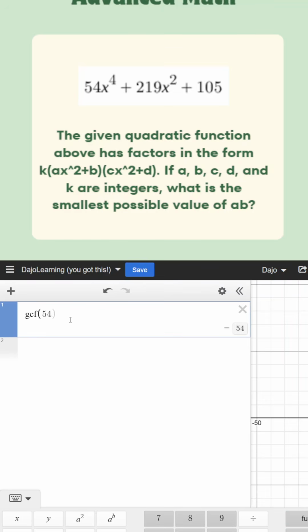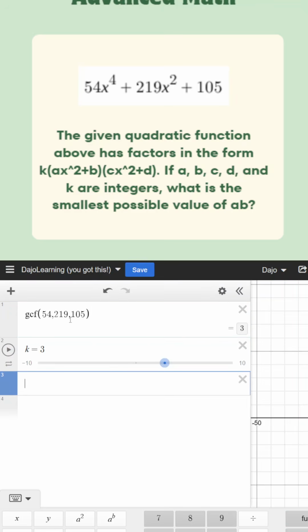Well, k is actually your greatest common factor. And something Desmos can do for you is just find your greatest common factor. So our k value is actually equal to 3. So there we go. And instantly from this, we could just tell Desmos our equation. So let's just type that up.